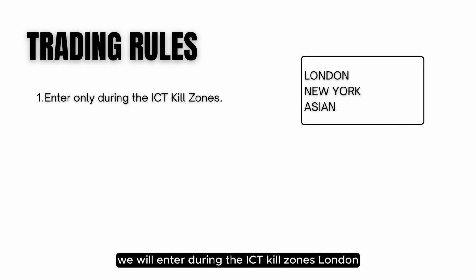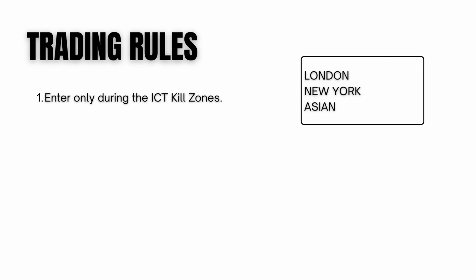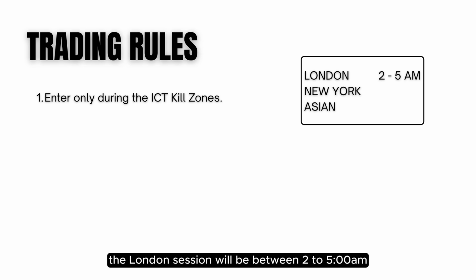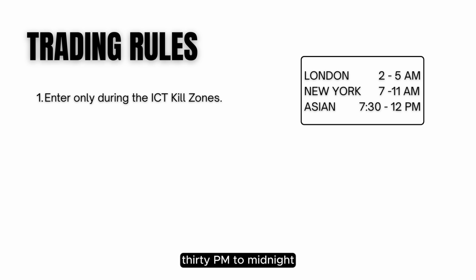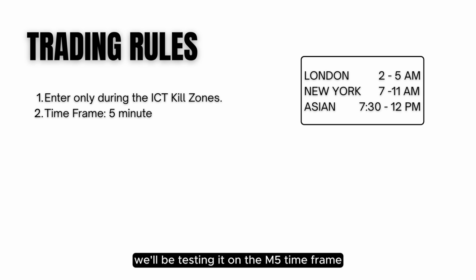Before starting, let's discuss the entry rules. We will enter during the ICT Killzones: London, New York, and Asian session. The London session will be between 2 to 5 a.m., the New York session from 7 a.m. to 11 a.m., and the Asian session from 7:30 p.m. to midnight. We'll be testing it on the M5 timeframe.